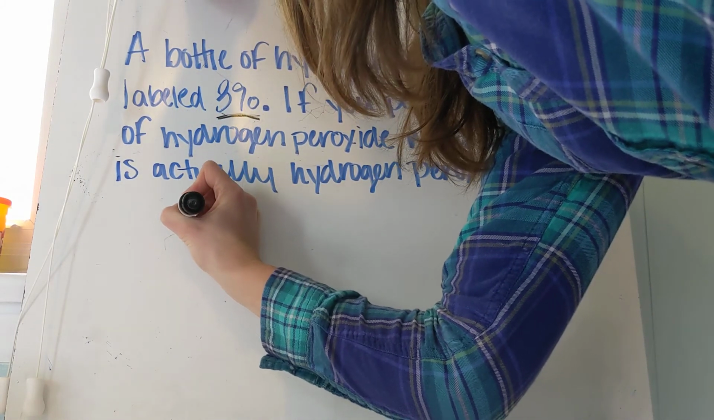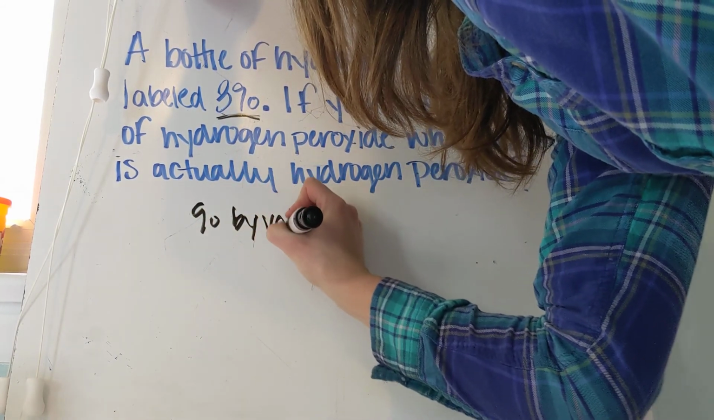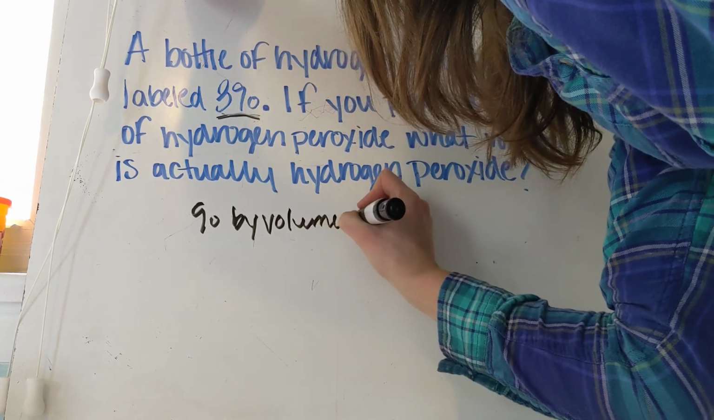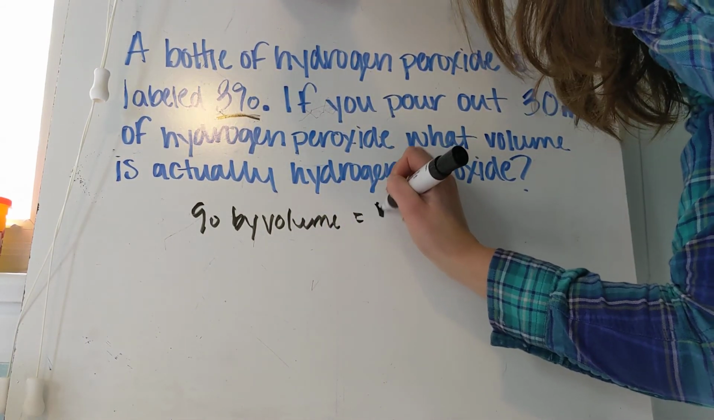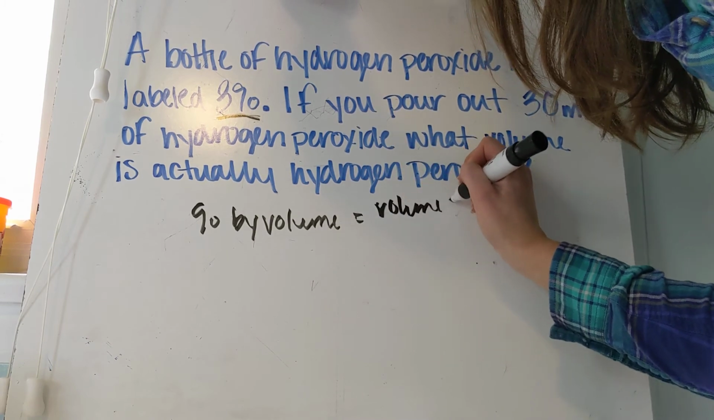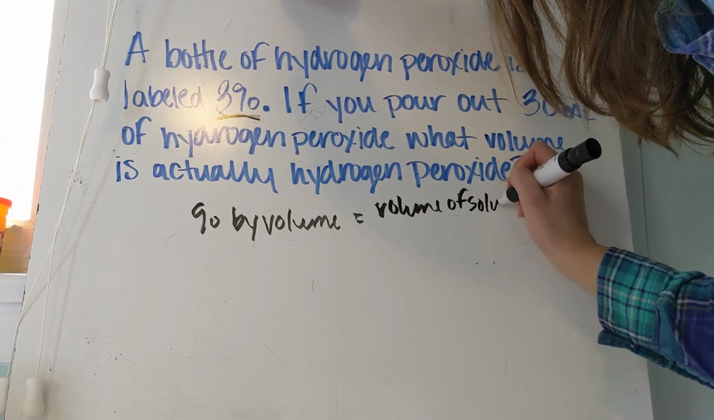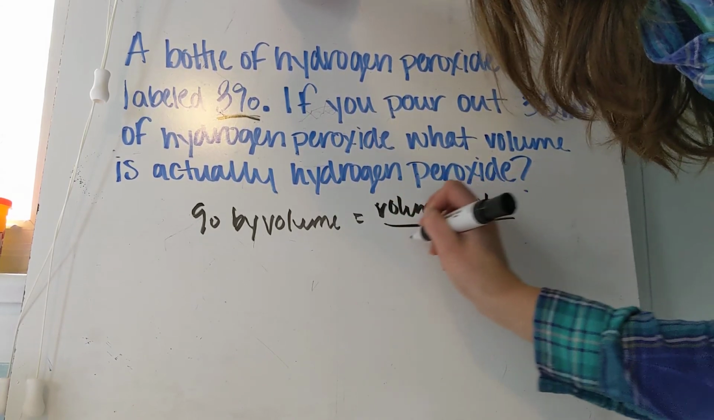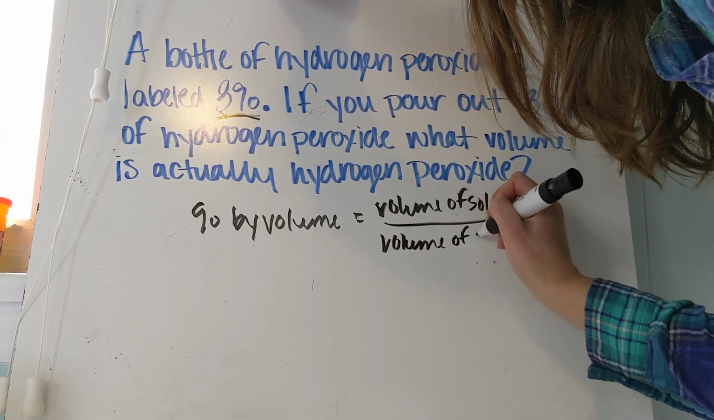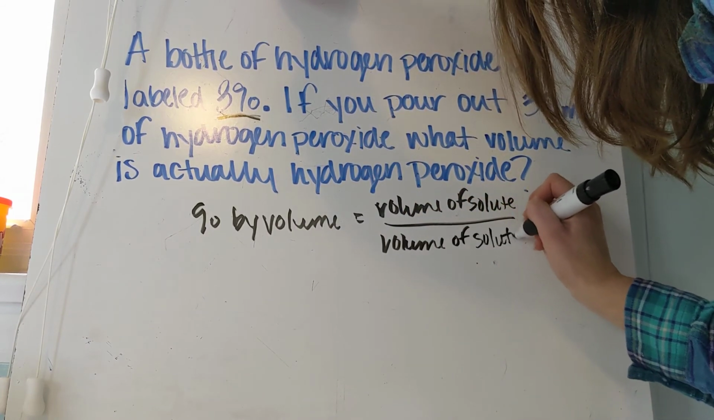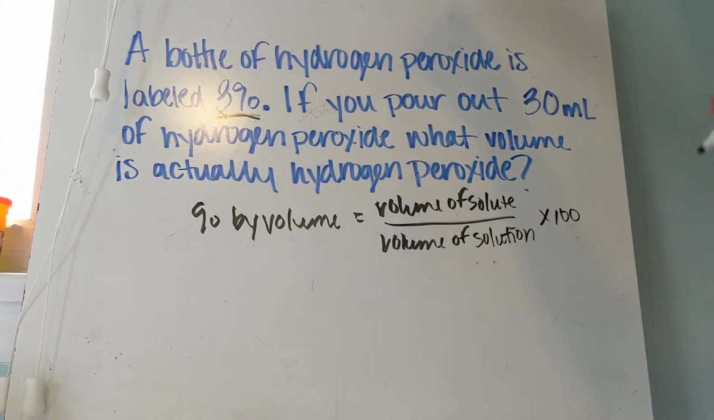All right, so percent by volume is equal to the volume of my solute divided by the volume of my solution multiplied by 100.